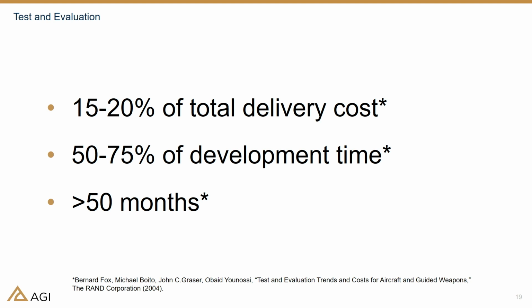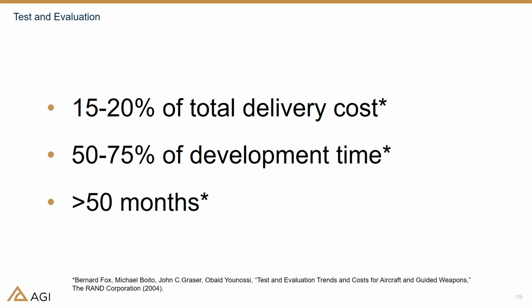What I'm showing here are some results from a RAND Corporation study that's now a number of years old, but the numbers still line up with what we're experiencing today. This study looked at a variety of aircraft programs and guided weapon programs that were executed over a span of about 30 years. And what the RAND Corporation found is that over that 30-year period, in spite of advances in test and evaluation technologies and processes, the timelines and the respective costs of test and evaluation did not go down.